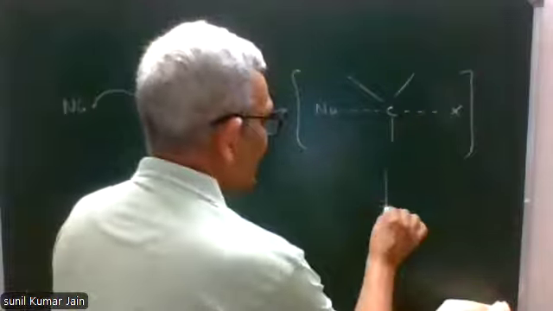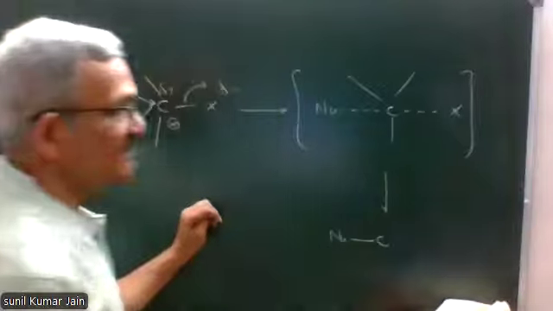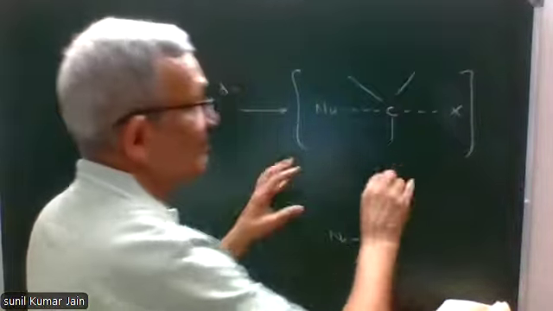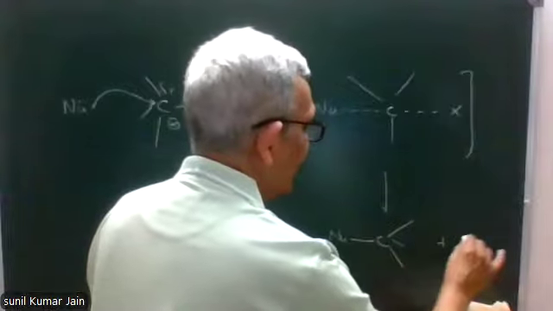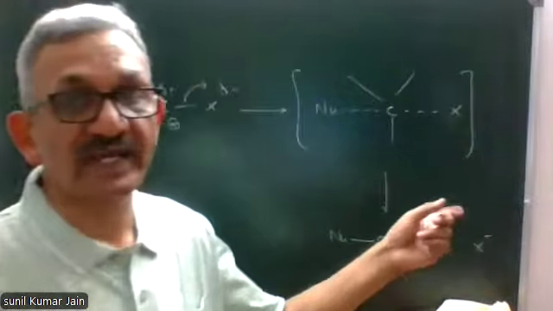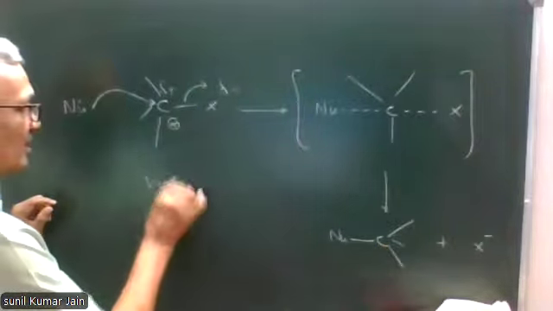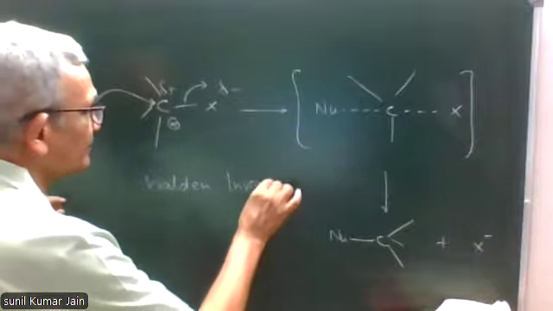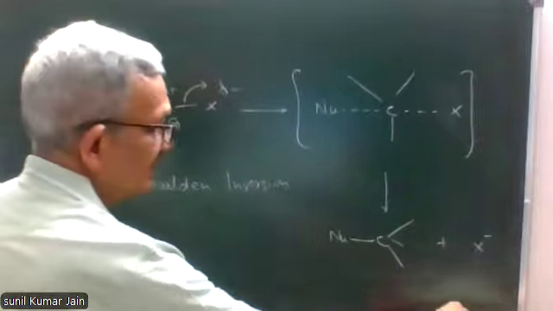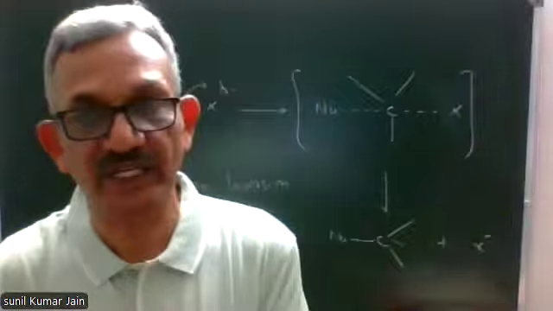Ultimately, what happens is that when this bond is completely formed, it becomes like this. These three bonds are completely inverted on the other side, and the halogen is knocked out as a halide ion. This is called Walden inversion, or we call it inversion of configuration.